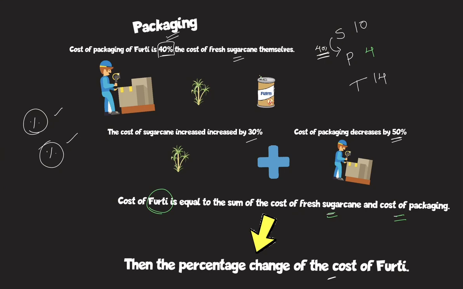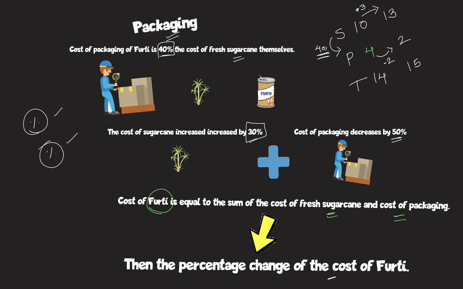Then the cost of sugarcane increased by 30%. So the cost of sugarcane that was 10 now became 13, because 30% of 10 is 3 and it increased, so you add it. And the cost of packaging decreases by 50%. The cost of packaging is rupees 4, 50% of that is 2, but it decreases, so I'll subtract. The new cost becomes 2 rupees. So the total now is 13 plus 2, which is 15.